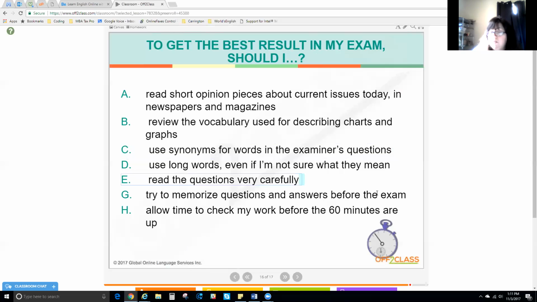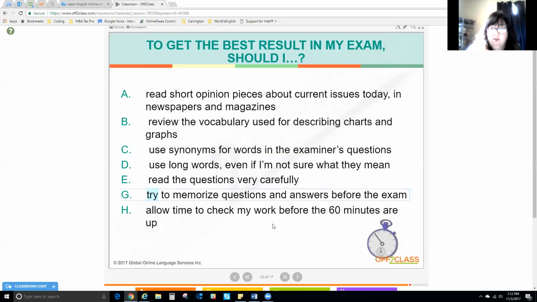Try to memorize questions and answers before the exam. No, don't bother, because they change the questions and answers. They change the questions all the time, but they don't change the type of question, and they don't change what they're looking for in terms of the structure of your answer or what criteria they're looking for in your answer. So that's what's important. Learn the structure, learn how to formulate an answer that covers all of the key areas in their rubric and what they are trying to grade you on.